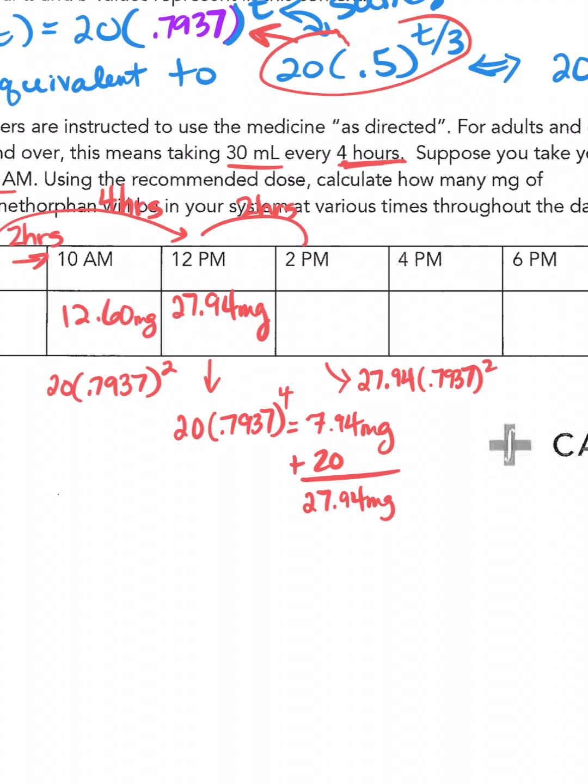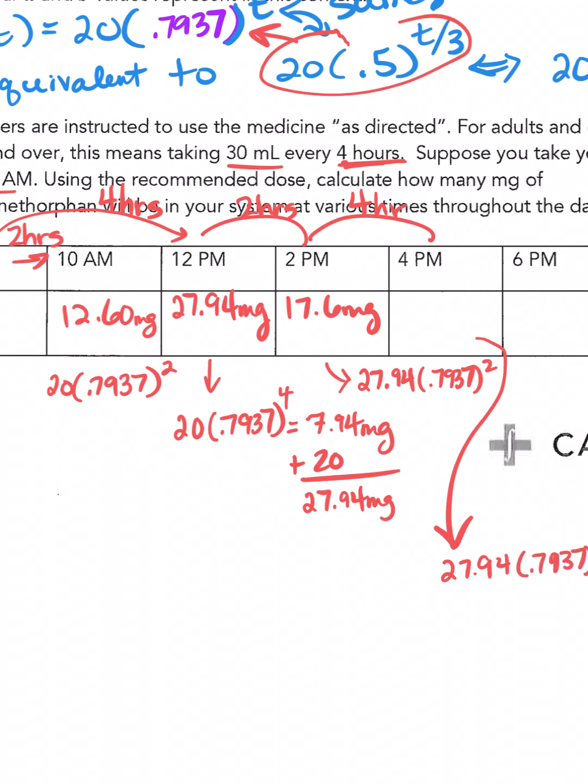And we end up with 17.6 now. So now we're at 17.6 milligrams. But here's that cycle again. So now it's 4 hours again, which means for this guy, we're now looking at the original dosage for the second time, 27.94. We're going to do 0.97937 raised to the fourth power. Which is 11.08.